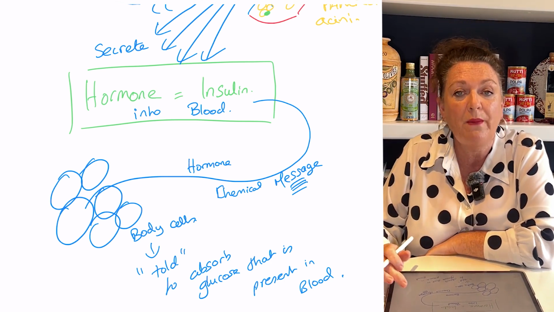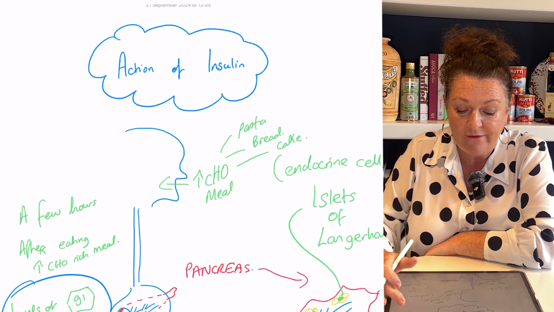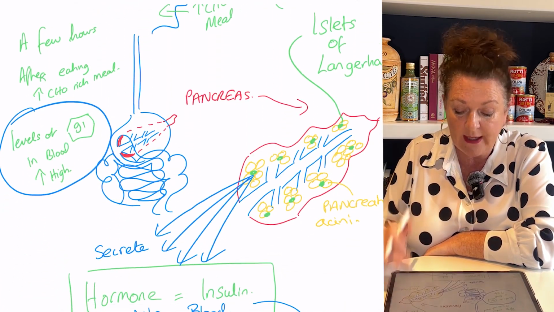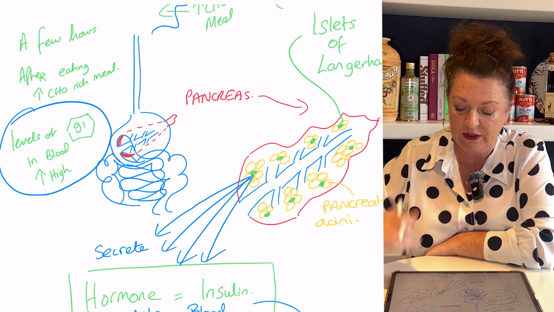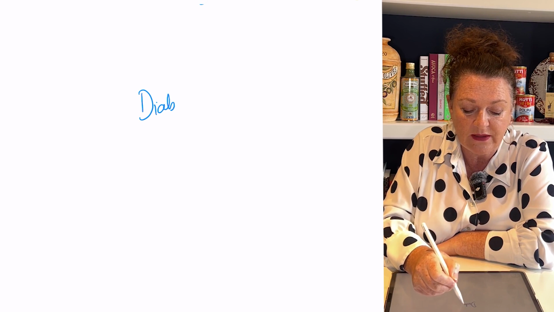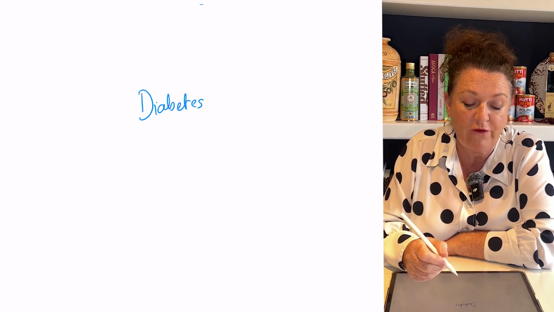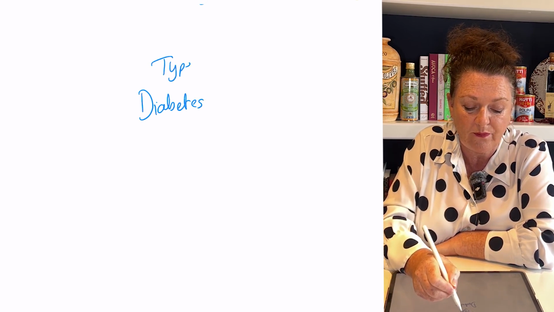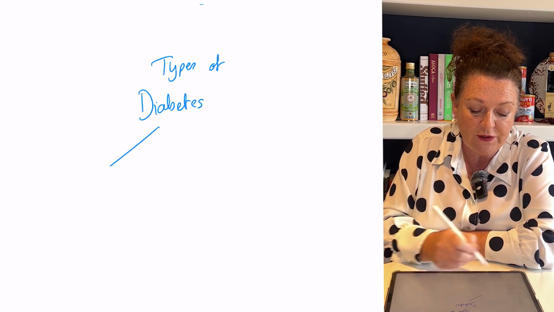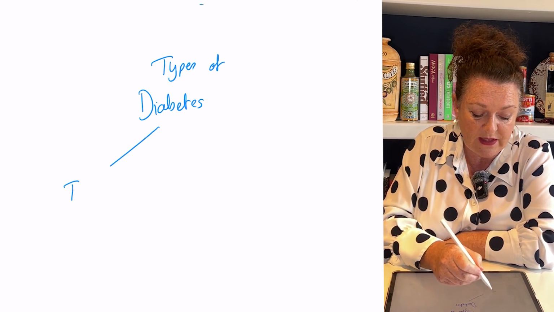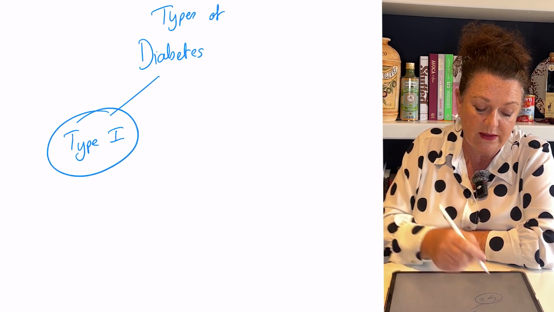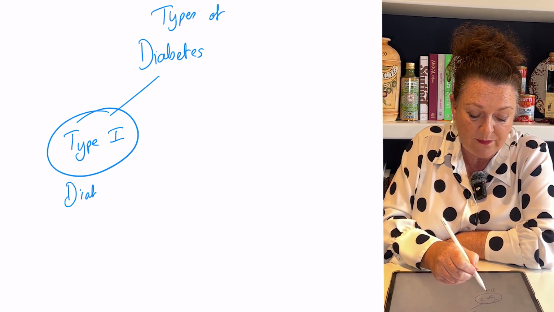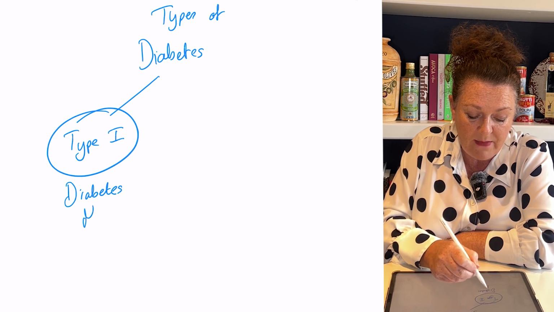However, some people have a malfunctioning pancreas due to, I might add, no fault of their own. And when we talk about diabetes, we want to mention there are different types. And the first type of diabetes is called type 1 diabetes. Now, it can also be called diabetes mellitus.